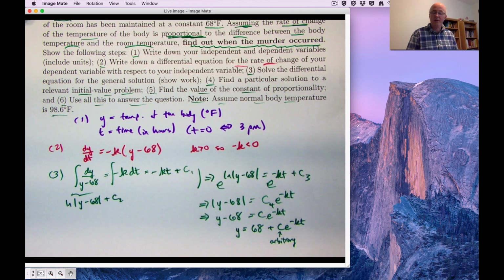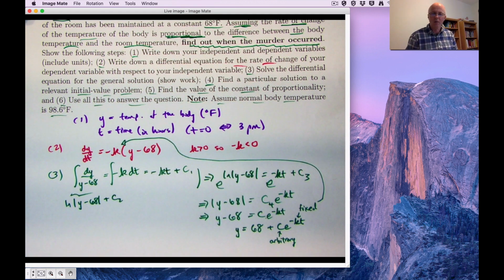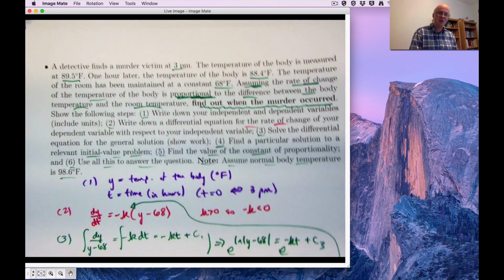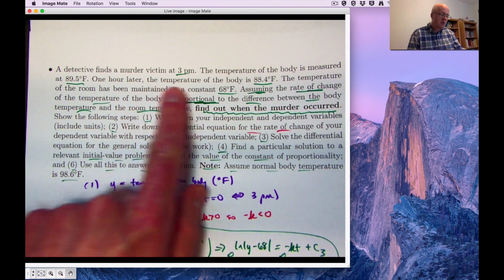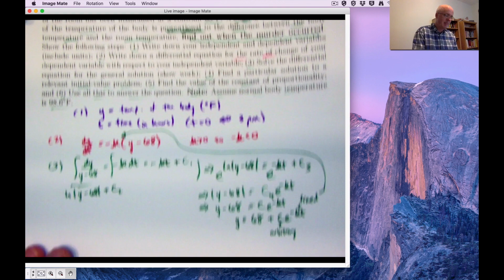This will be a solution of the differential equation no matter what c is. K itself, though, is not arbitrary. That's what you might call fixed. It is the k that is the constant of proportionality in the differential equation. We will actually need to solve for its value based on the initial condition and how much it cooled to 1 hour after the body was found at 3 p.m.